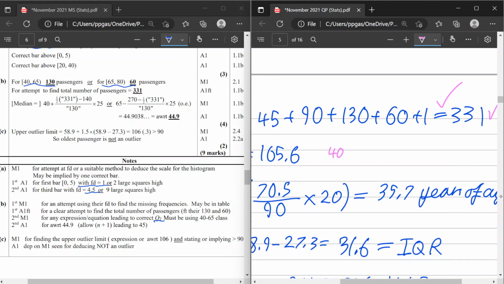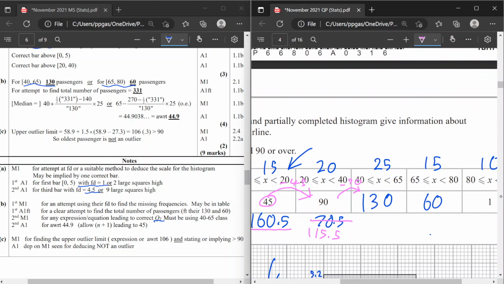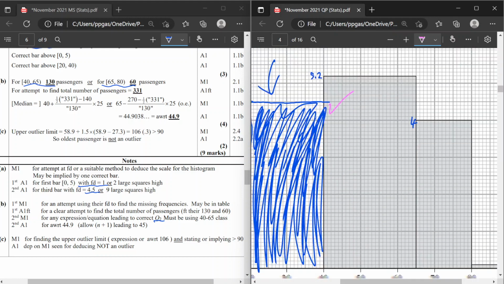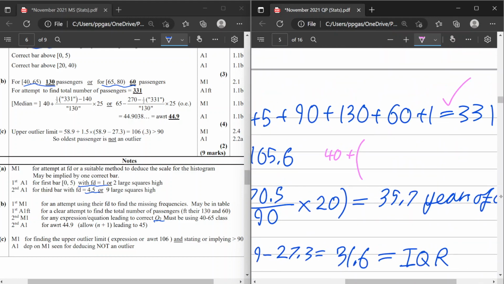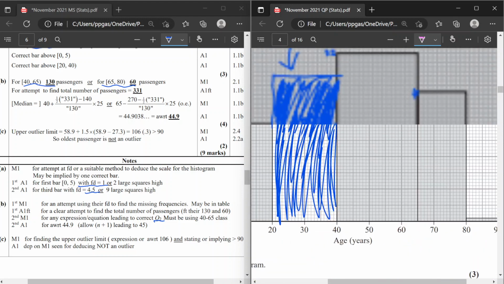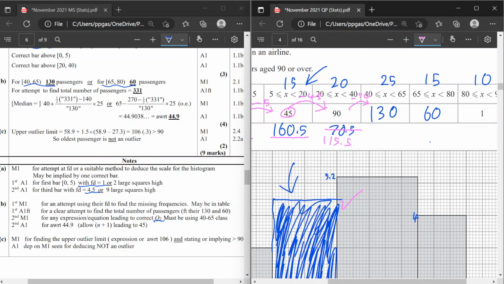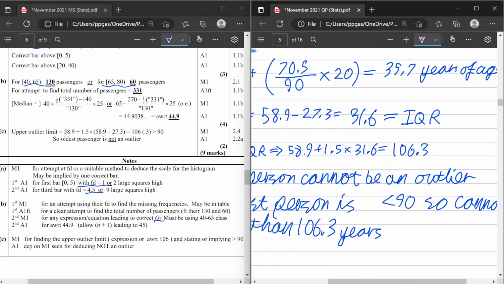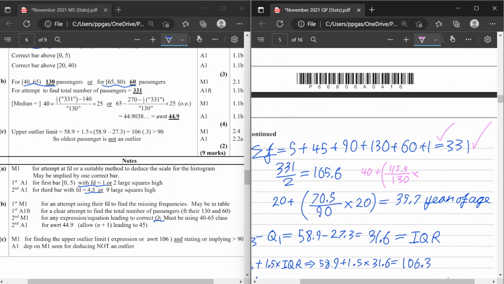So I would have done 40 because that's the lowest possible one it can be, because we're in the 40 to 65 group. So we know it's going to be 40 add something. So we're going to be 40 add the ratio of how far the people are in the group. So in this case, it's going to be 115.5 over 130.